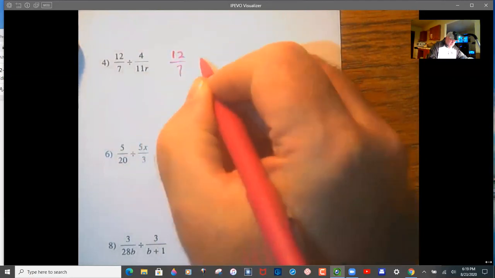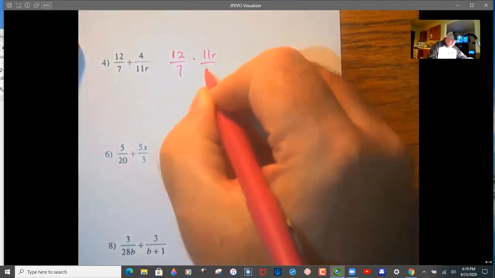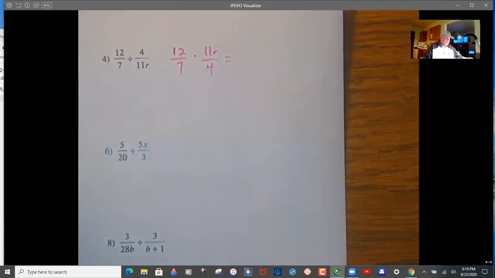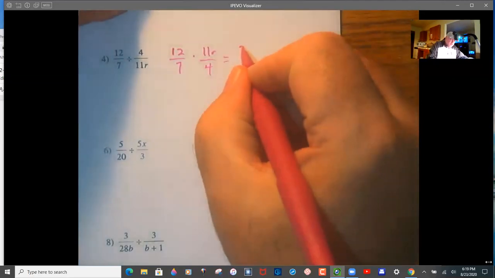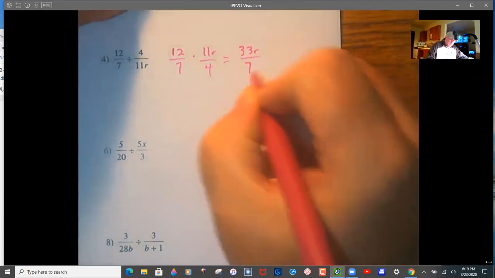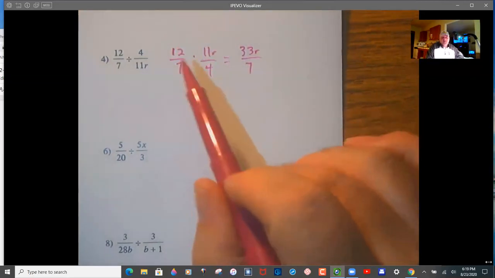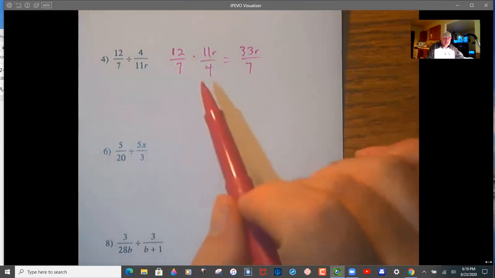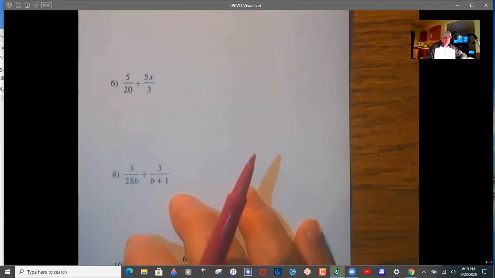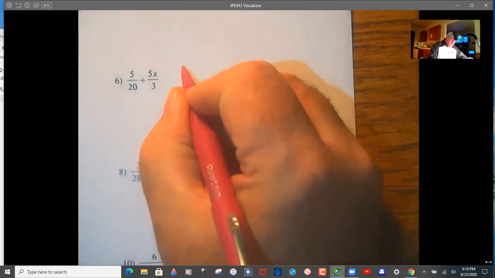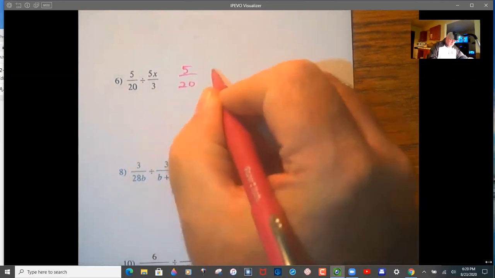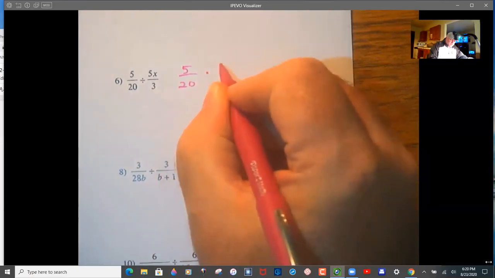Okay, problem 4. We're doing 12 over 7 times 11r over 4. So the r stays where it is, and then you just want to cancel and reduce. You could have canceled the 12 and the 4. That makes the 3 on the top, 33r over 7. Number 6. So the rest of these will be for you to do, the ones that I don't do.